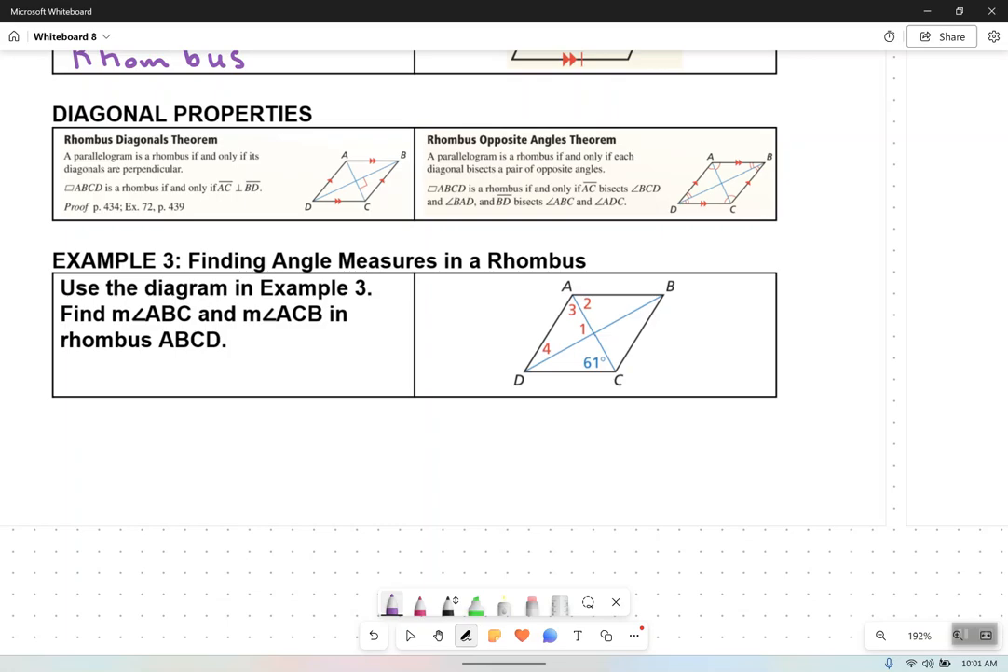Okay. So in example 3, it says finding angle measures in a rhombus. It says use the diagram in example 3. It says find the measure of angle ABC and the measure of angle ACB in rhombus ABCD. So they're telling you already that this is what shape? Okay. Right up here at angle 1. Do you guys see angle 1? What does angle 1 have to equal here, kids?